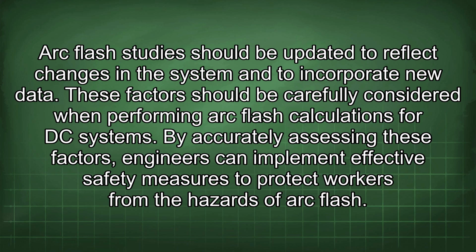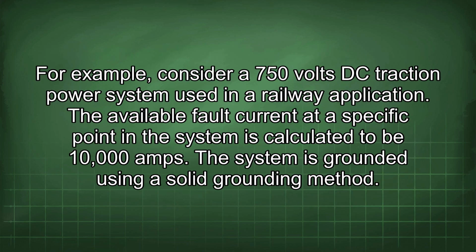These factors should be carefully considered when performing arc flash calculations for DC systems. By accurately assessing these factors, engineers can implement effective safety measures to protect workers from the hazards of arc flash. For example, consider a 750 volts DC traction power system used in a railway application. The available fault current at a specific point in the system is calculated to be 10,000 amps.